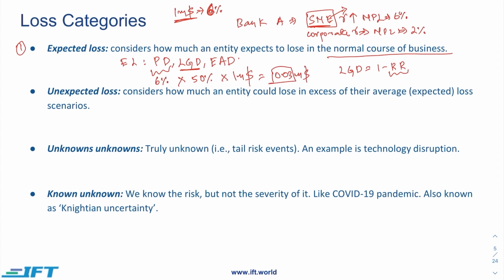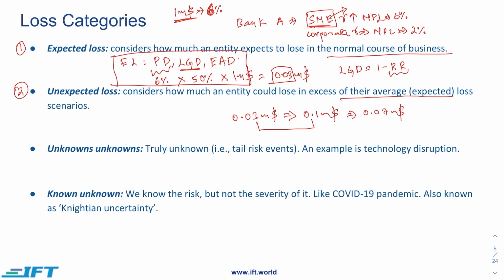Now the second category is the unexpected loss. This is the kind of loss that the entity may face in excess of their average or expected loss. So if they have used this methodology to quantify their risk, and they were expecting a risk of $0.03 million, but their actual loss came out to be $0.1 million. So the differential between $0.1 million and $0.03 million, which would be $0.07 million, would be your unexpected loss.